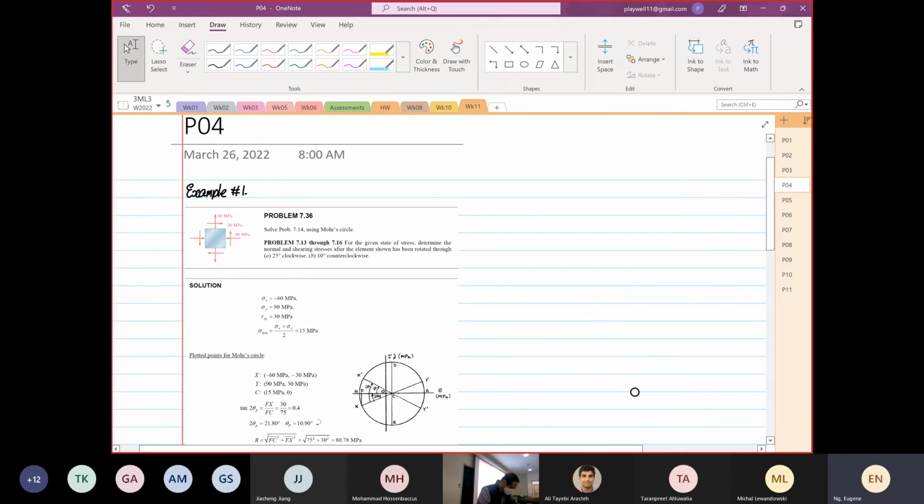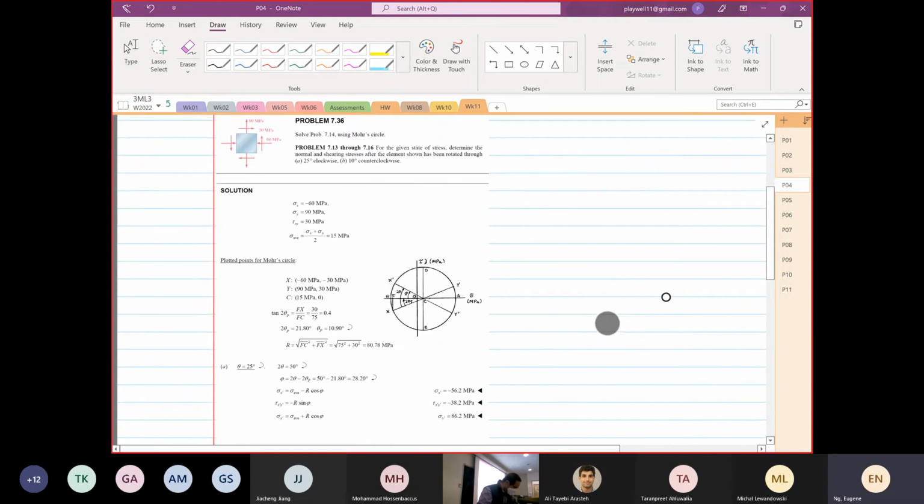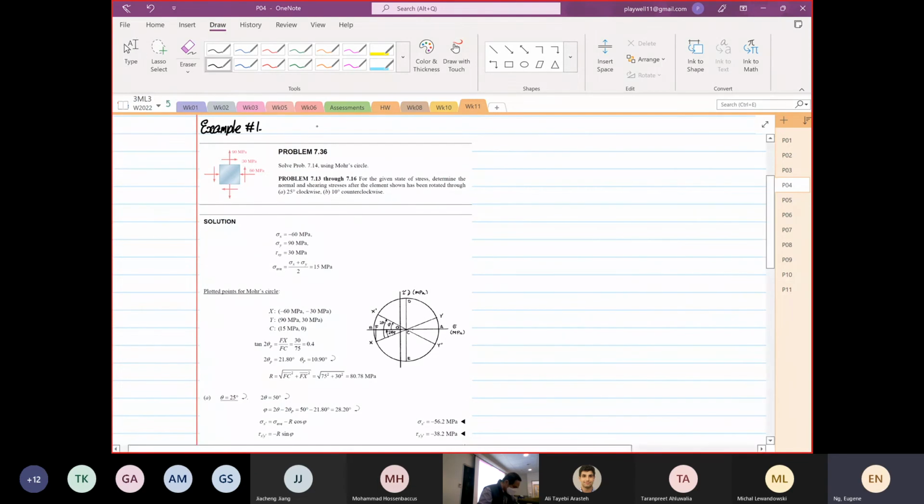So I'm going to draw out what we are going to do first. There's a lot of component in this. So we have an element over here: 60, and then we have 90, and then the shear we have 30, all in megapascal.